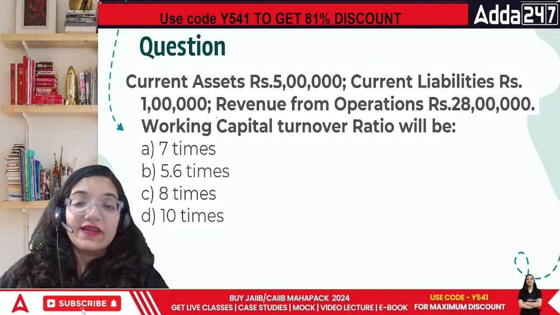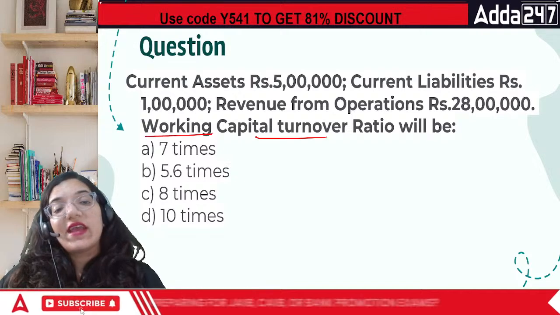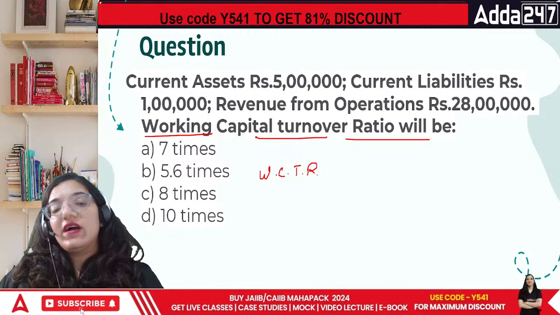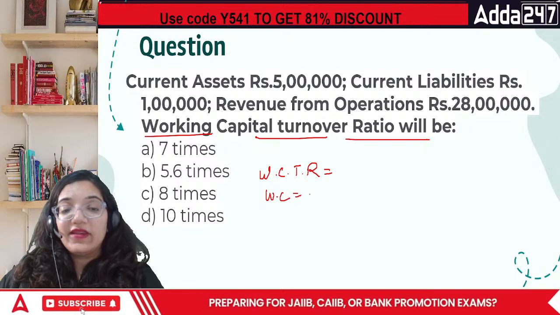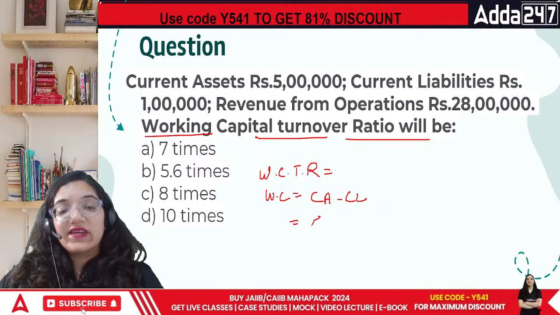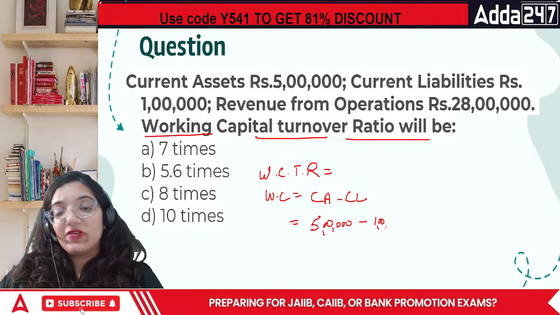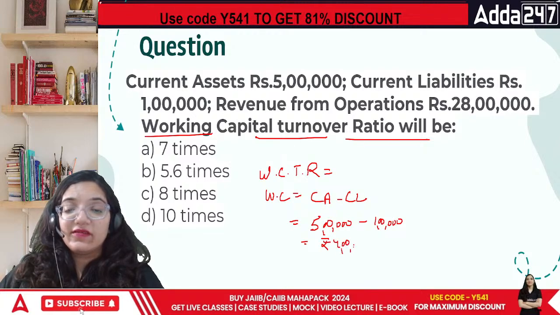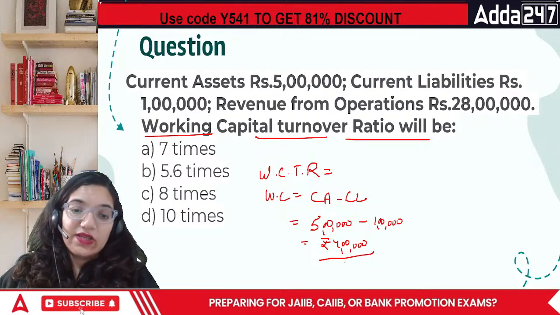Next question. Current assets are given, current liabilities are given, revenue from operations is given, and they are asking the working capital turnover ratio. WCTR, working capital turnover ratio, means we find the working capital, that is CA minus CL. Current assets are of 5 lakh minus current liabilities are of 1 lakh, rupees 4 lakh. This is working capital.